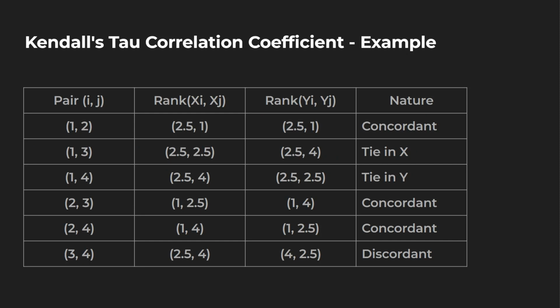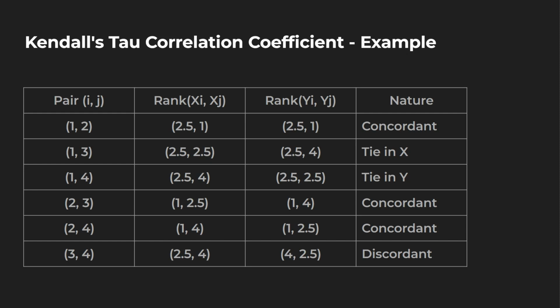So just mapping these out right over here, right? You can see 2.5 is greater than 1 for both of these. So we have concordant, right? Same direction of the sign. On the next one, we have 2.5 and 2.5. So we are tied in X. Then on the next one, we have 2.5 and 2.5 on the Y. So we're tied in Y. And then we have 1, 2.5, 1, and 4.